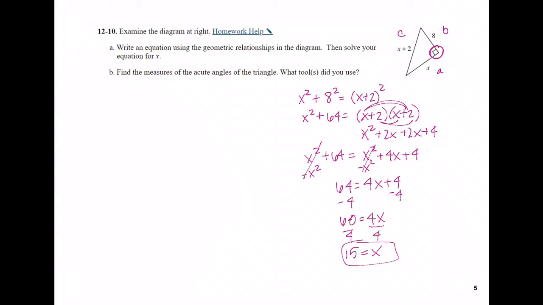Well, if we are trying to find the acute angle, and x is 15, we know our acute angle is across from the smallest side, which in this case would be B. So we can do the tangent. Remember, you want to use inverse because we're looking for the angle. This angle, more specifically, is equal, tangent is equal to the opposite over adjacent, so 8 over x. So we multiply by x on both sides.